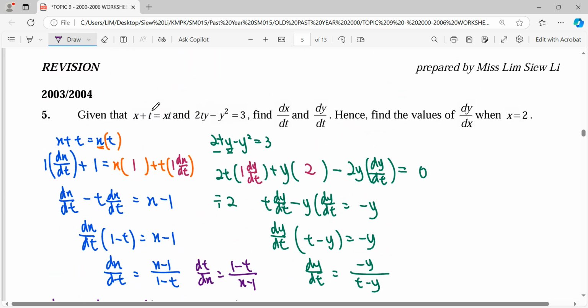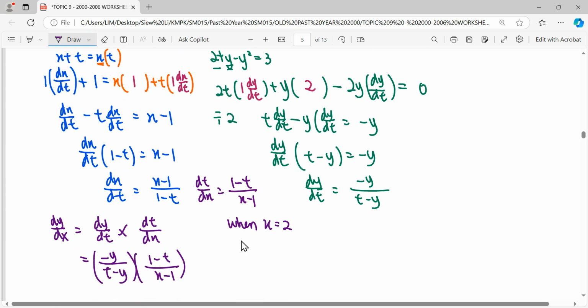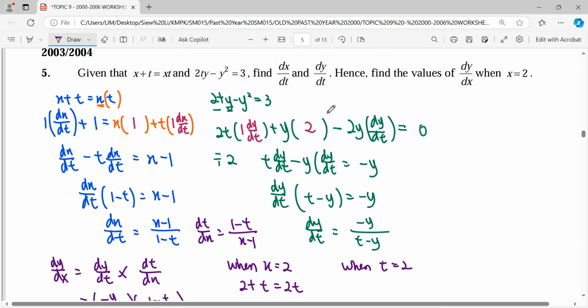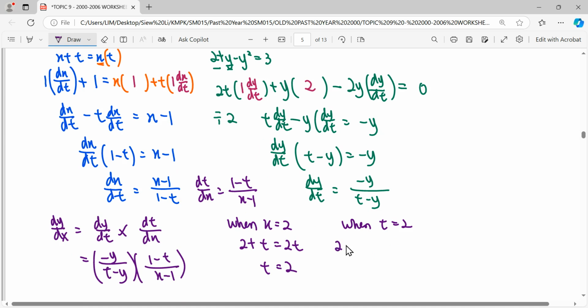So we take the equation x plus t equals xt, with x equals 2: 2 plus t equals 2t. We substitute into the x equation so that we can find the t value. So t will equal 2. Then continue. When t equals 2, we still need our unknown y. So substitute into our equation, 2ty minus y squared equals 3.